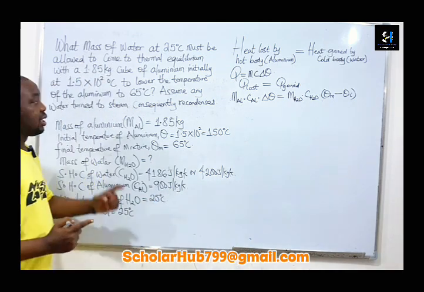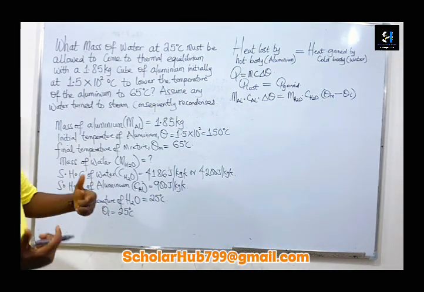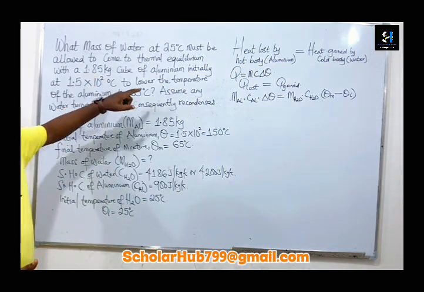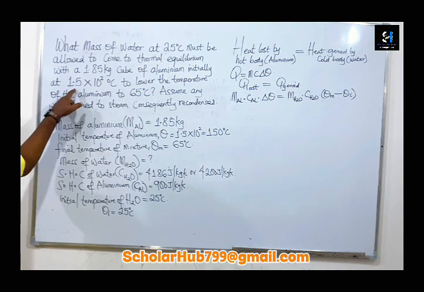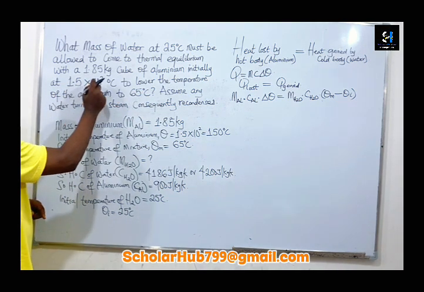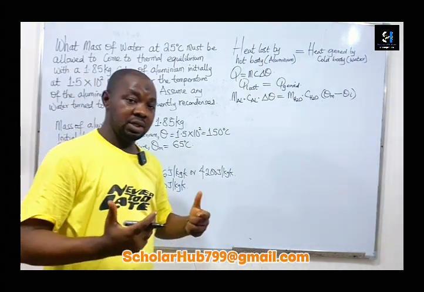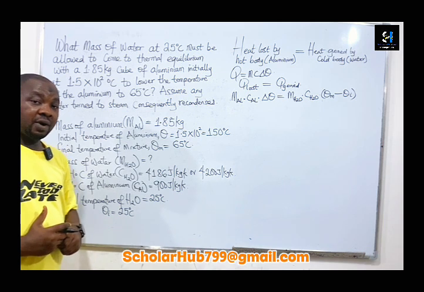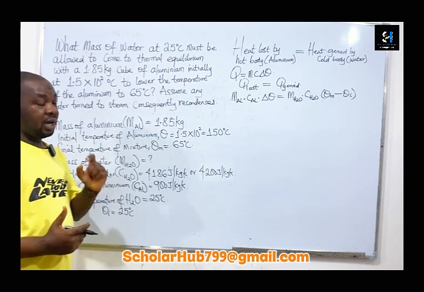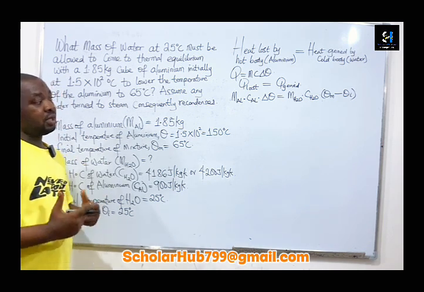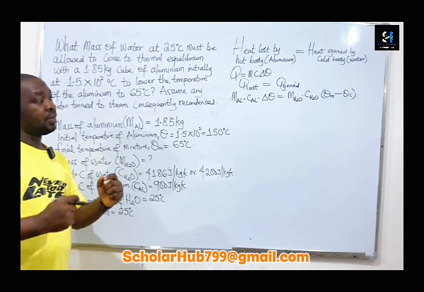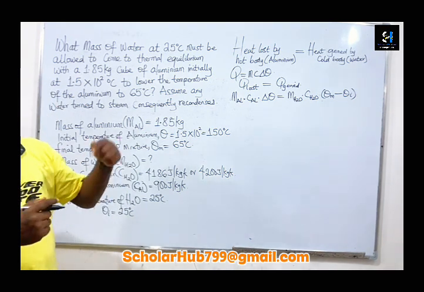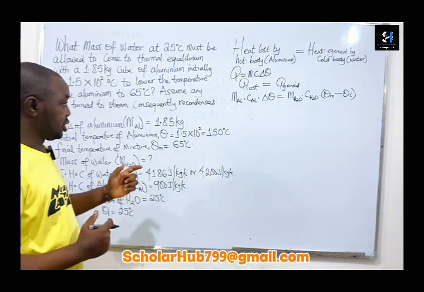Let's not forget that the starting temperature of aluminium is 150 degrees Celsius, because here we have 1.5 times 10 to the power of 2 degrees Celsius. So 1.5 multiplied by 100 will be 150 degrees Celsius, and that's the first temperature of the hot substance. So from 150, the temperature drops to 65 degrees.